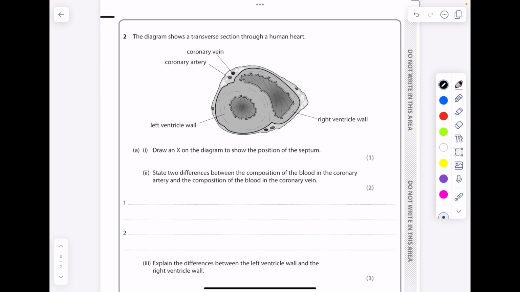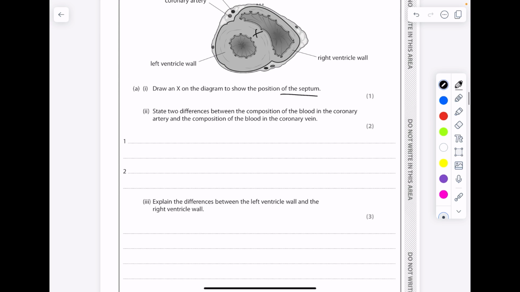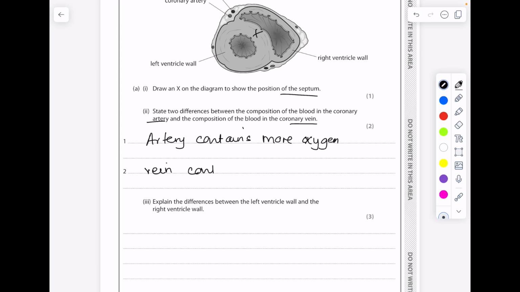The diagram shows a transverse section through a human heart. Draw an X on the diagram to show the position of the septum. So the septum is the division between the left and right hand sides of the heart, hence why we want to put our X here. State 2 differences between the composition of blood in the coronary artery and composition of blood in the coronary vein. So the artery, remember, contains oxygen or more oxygen. And then the vein contains more carbon dioxide because remember, the cells of the heart will have been respiring.